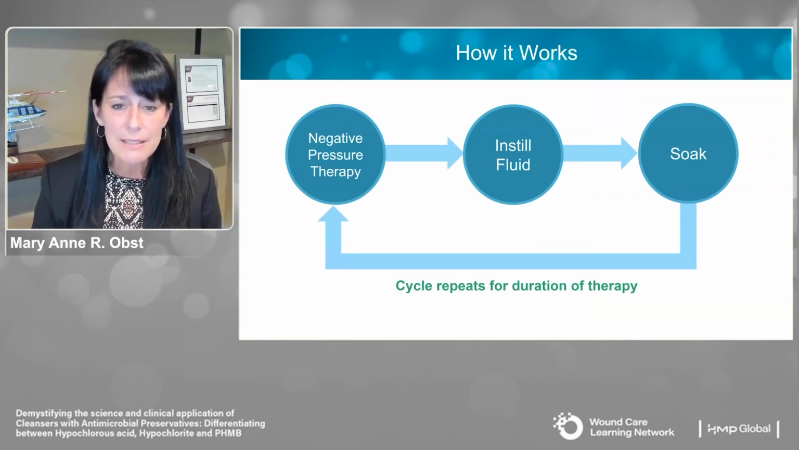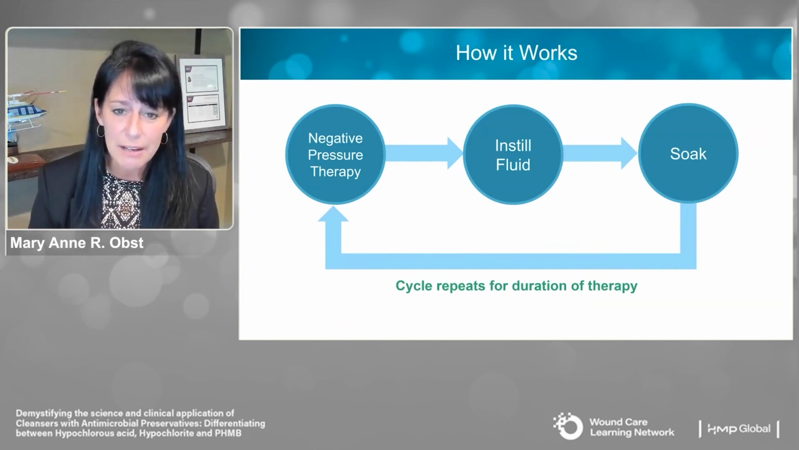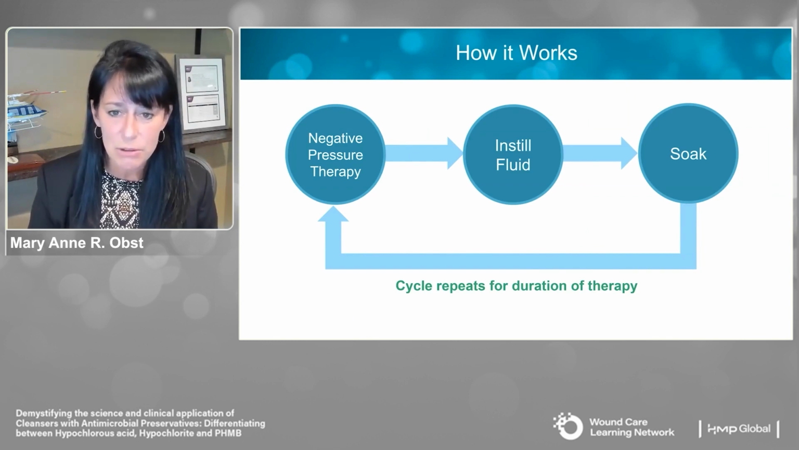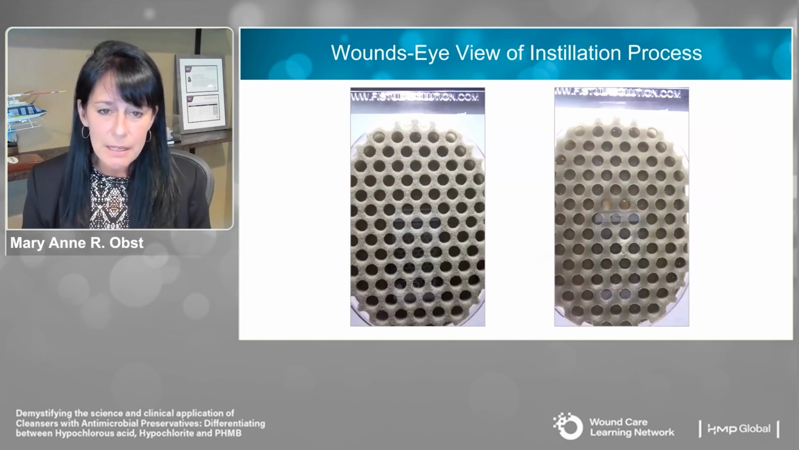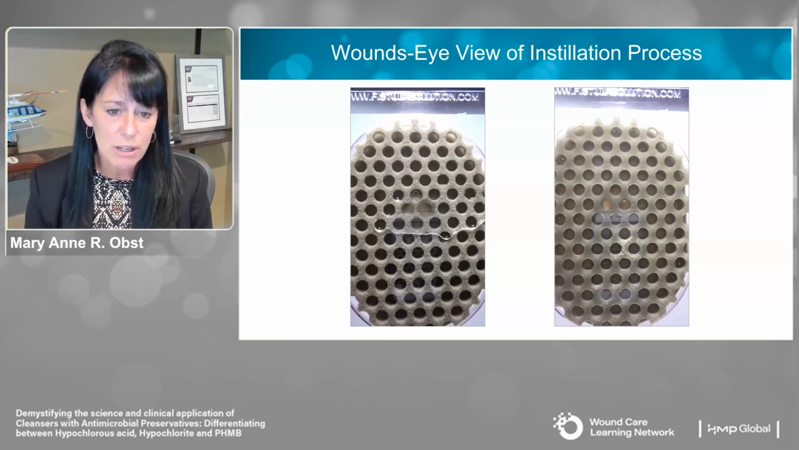So what is this technology? It's a negative pressure or vacuum system that instills Bosch or a wound cleansing solution through the foam itself. It soaks at the interface of the foam and the wound and then deploys the vacuum again. So what does that look like? This is the foam dressing with the solution coming through.